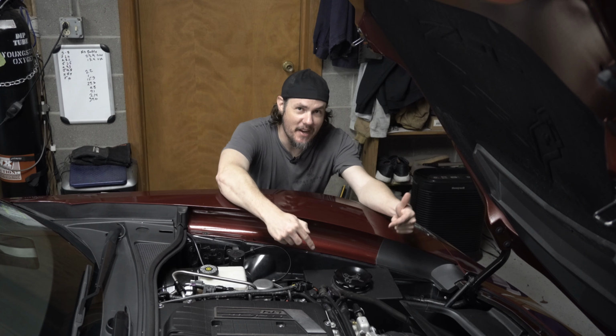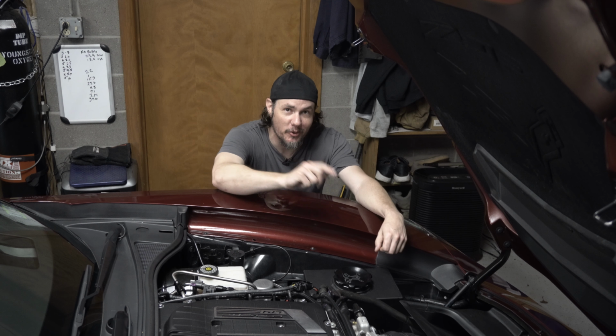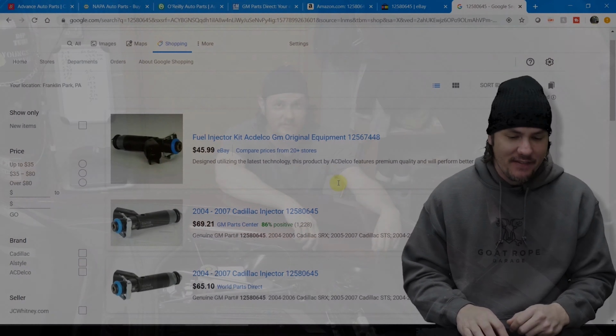Do intercooler expansion tanks make a difference? Stick around, we're gonna find out.